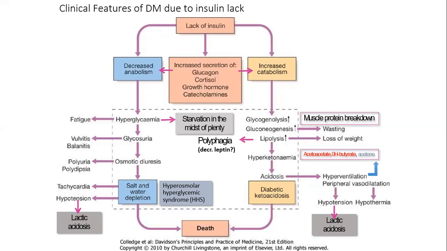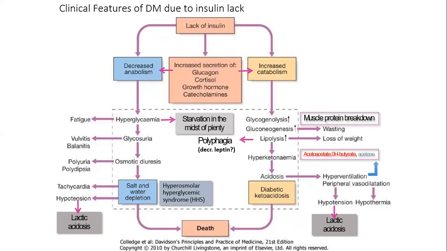In this case, there will be salt depletion because the patient is losing a lot of water, resulting in low salt in the body. Depletion results in tachycardia, which can result in hypotension, resulting in lactic acidosis. And this can also cause death. So in this case, the patient manifests with hyperosmolar hyperglycemic syndrome if there is a decrease in anabolic pathways.